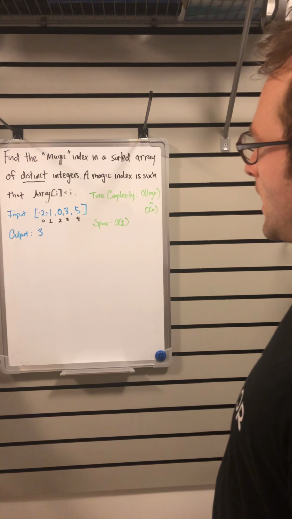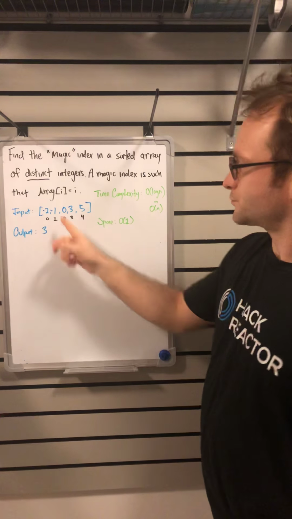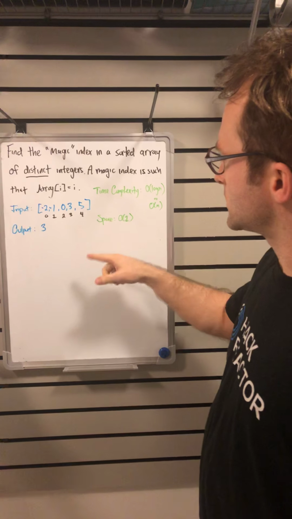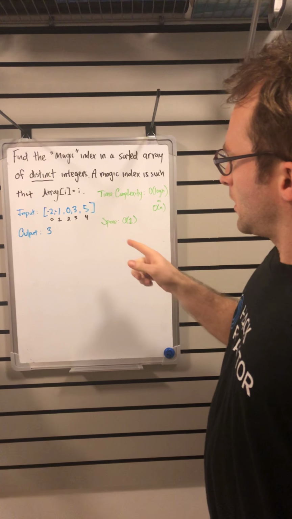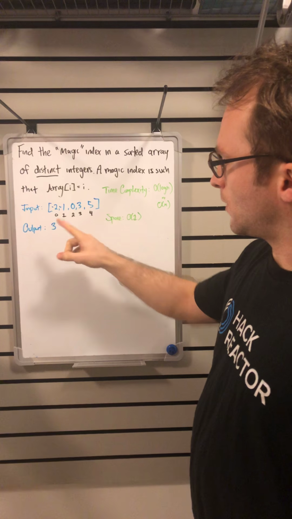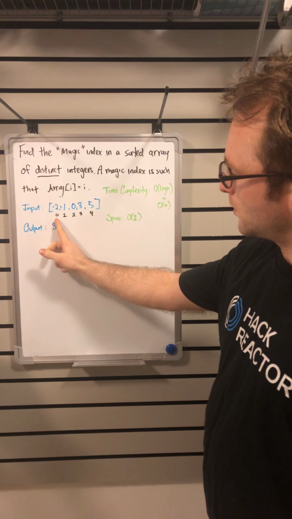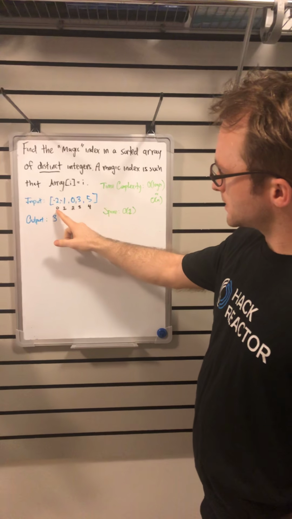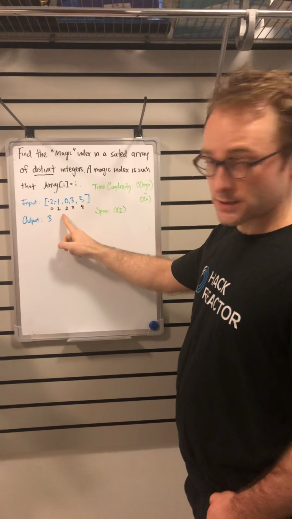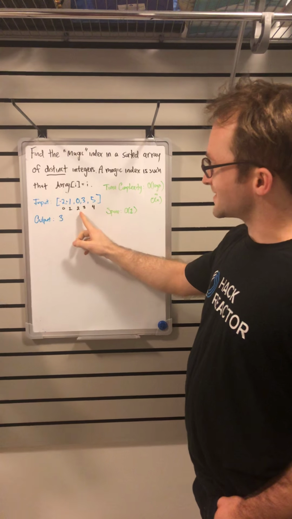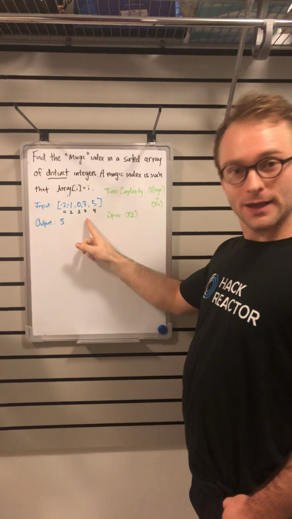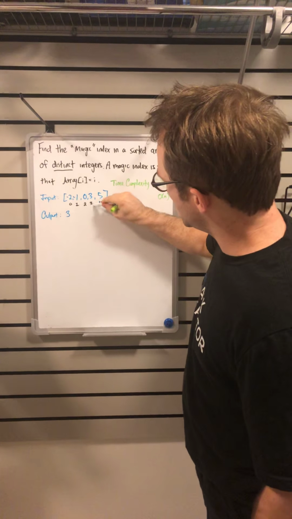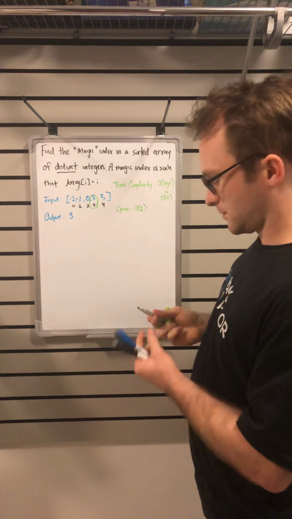So let's look at our input and output. We're given this array of ints. We have -2, -1, 0, 3, and 5. Our output should be 3. Why 3? Well, if we go across and look at the indices, at index 0, -2 is not 0, -1 is not 1, 0 is not 2, but 3 is 3. So this guy is our magic index, right there.